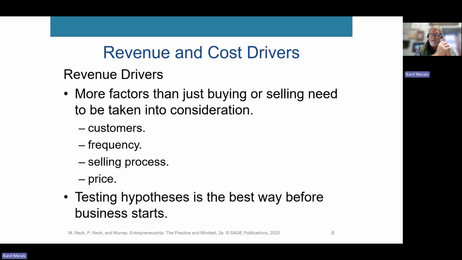Now, if we've got a revenue model, we've got revenue drivers and cost drivers. So we need to look at what is driving the revenue. And it's more factors than just buying or selling that we need to take into consideration. Just selling products or services will make you money, but there are other things, right? So the first key driver is customers. How are customers driving revenue?